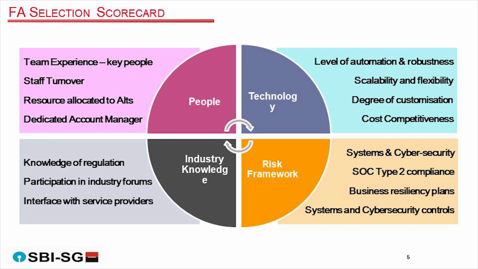And the last slide basically talks of the scorecard. When you are trying to figure out a fund administrator, these are the 4 quadrants you should look into. The left 2 parts of the pie are more qualitative, and the right ones are more quantitative and very technical. So I will cut it short and summarize very quickly. When we say technology, the level of automation and the scalability of the system need to be assessed.